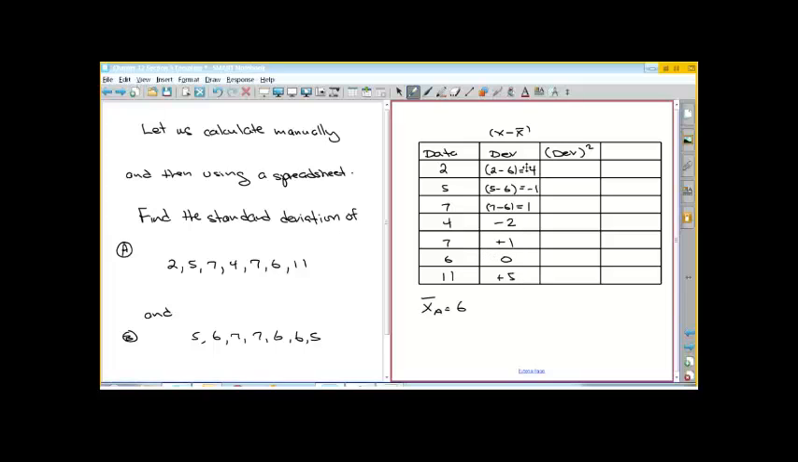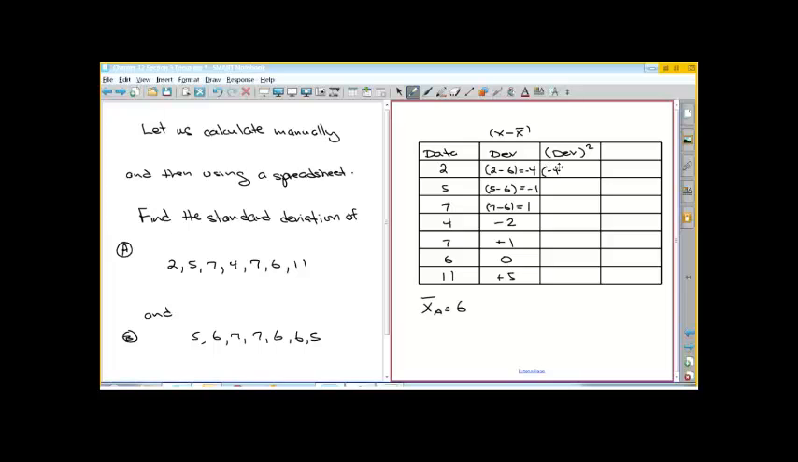And if I add all my deviations together, I should get 0. So negative 4 minus 1 is negative 5. Plus 1 is negative 4. Minus 2 is negative 6. Plus 1 is negative 5. Plus 5 is 0. So the deviations always add up to 0 relative to the mean.